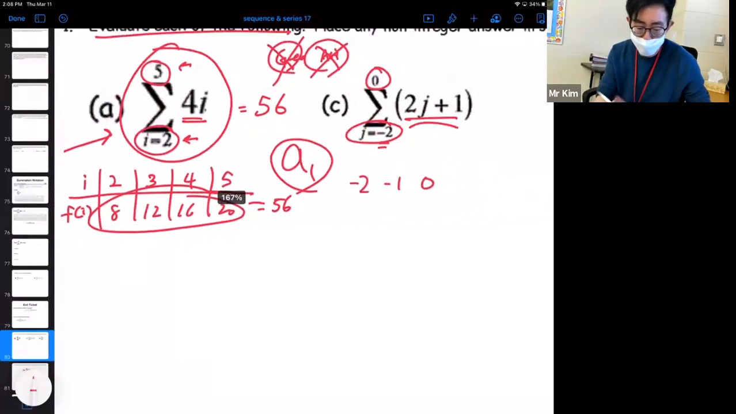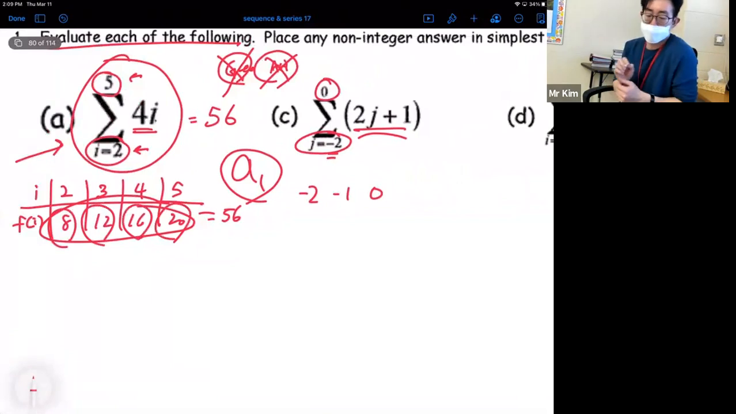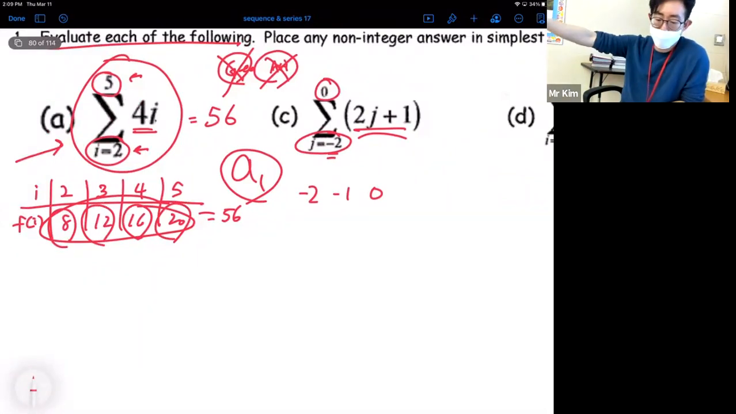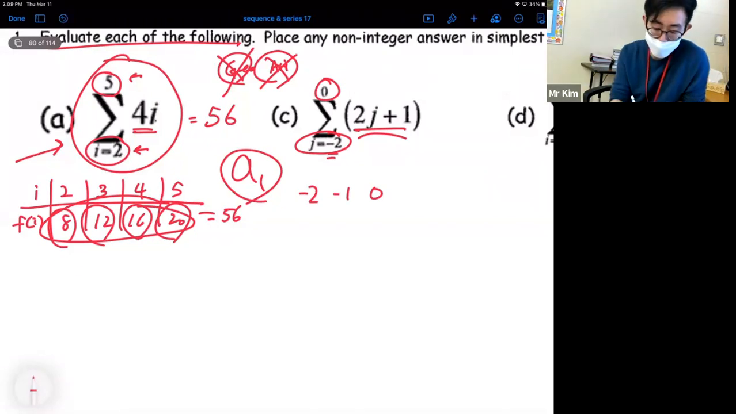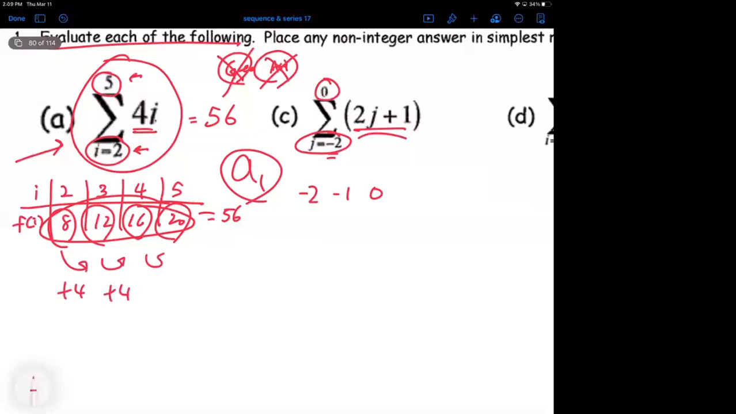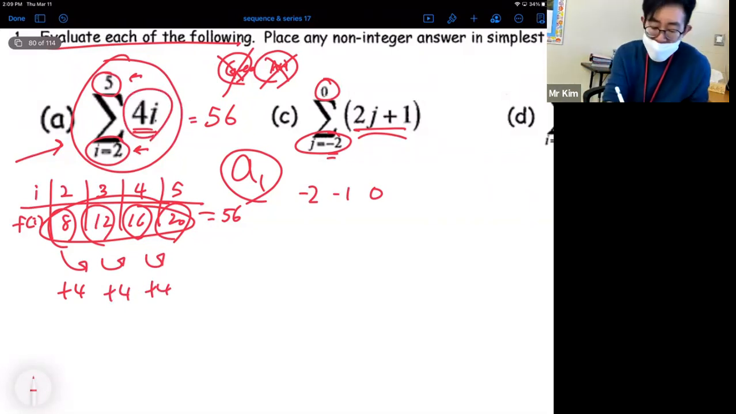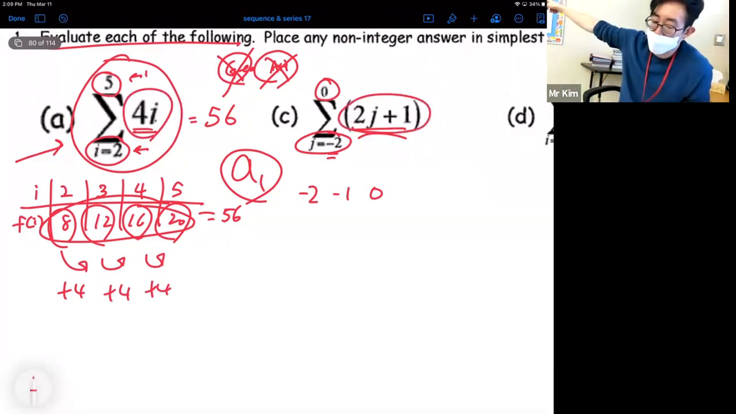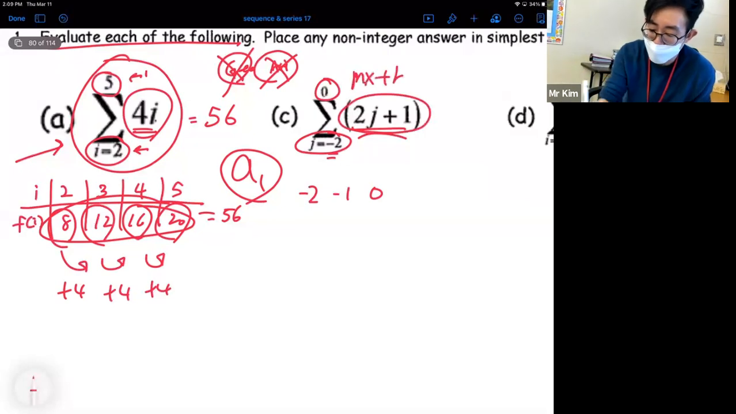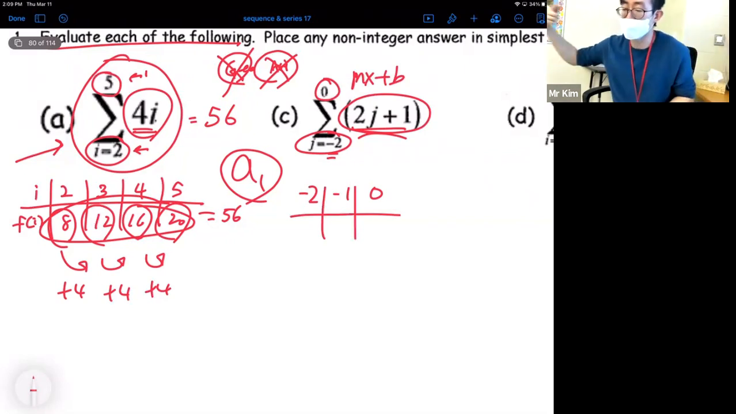If you notice here, 8, 12, 16, and 20. So that's what we got for this part A. We already did this question before, just recently. What type of sequence is that? Is that arithmetic or is it geometric? It's arithmetic, right? Because we keep on adding by 4s. Even though this is 4 times I, that should be arithmetic because it's like mx plus b. Guys, if you do the same thing for the second problem, I guarantee you that's mx plus b, a linear format. So you will get a linear function. You will get an arithmetic sequence.